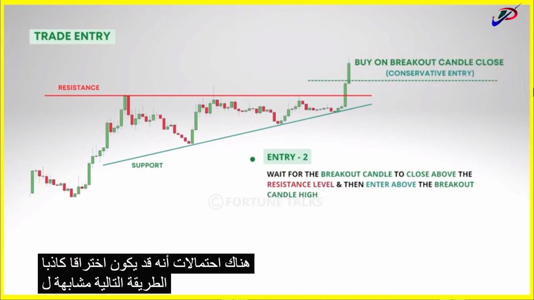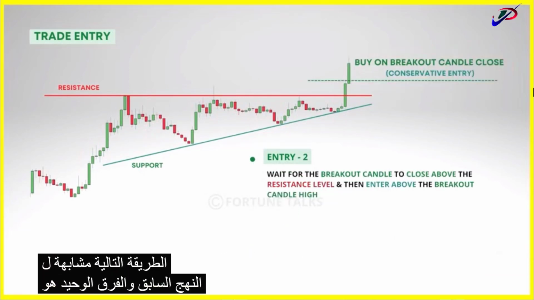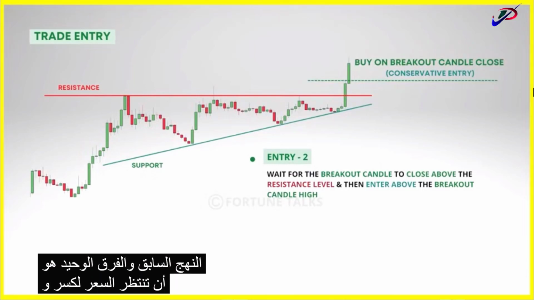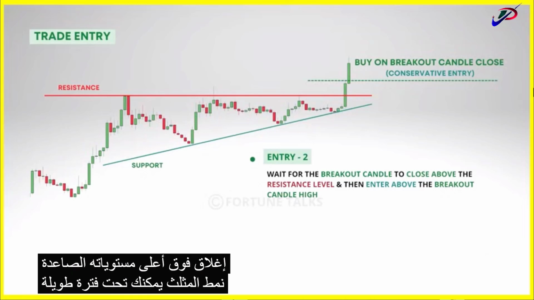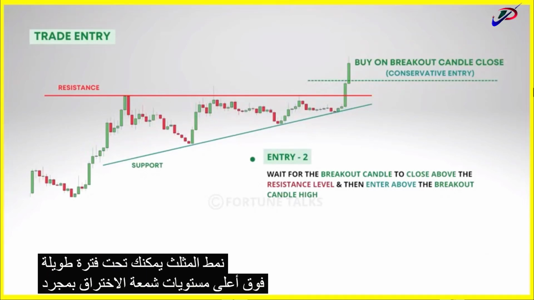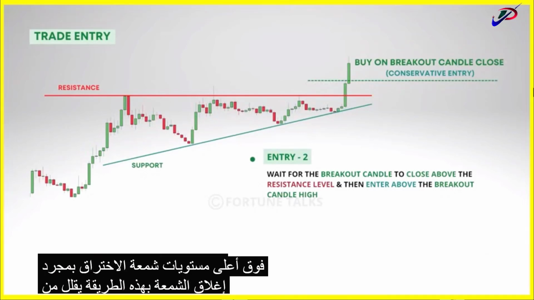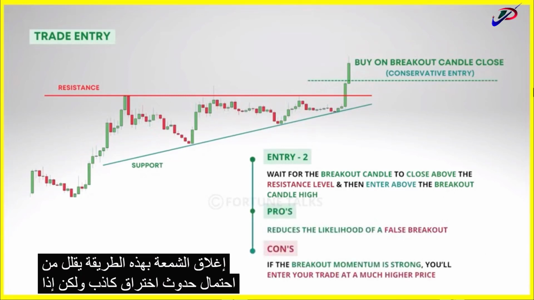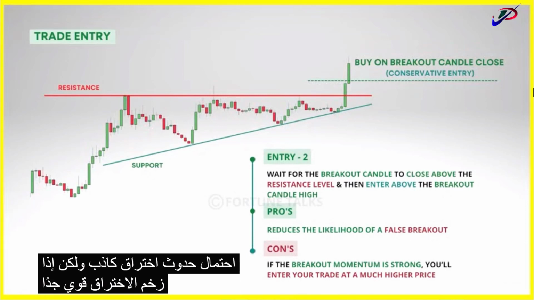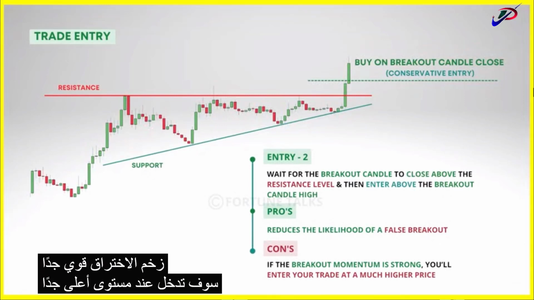The next method is similar to the previous approach. The only difference is that you wait for the price to break and close above the highs of the ascending triangle pattern. You can enter long above the breakout candle highs once the candle closes. This method reduces the likelihood of a false breakout, but if the breakout momentum is quite strong, you will be entering at a very higher price.